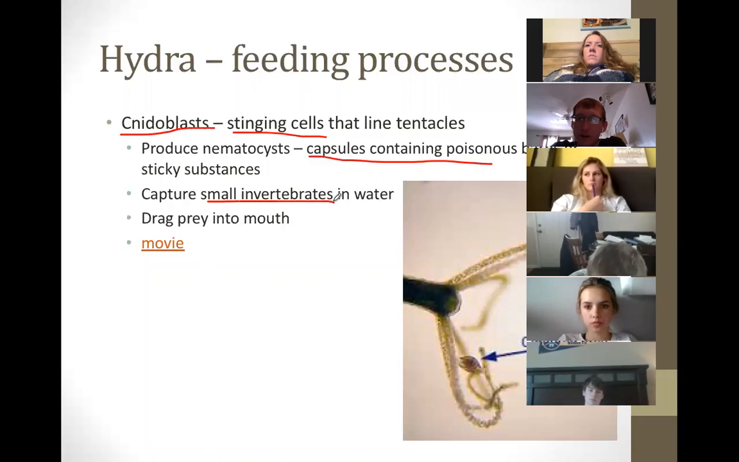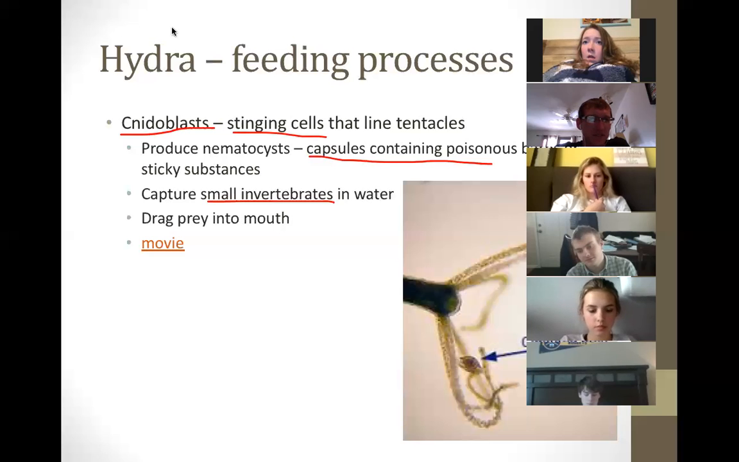They do eat small invertebrates in freshwater, which isn't particularly surprising to you because you just watched that. And they drag the prey into their mouth, shove it in their gastrovascular cavity, hit it with a bunch of digestive enzymes, and kind of digest it. Hopefully it's dead. I don't know. I'd be sad if it was still alive.